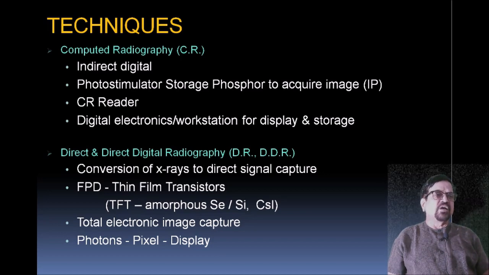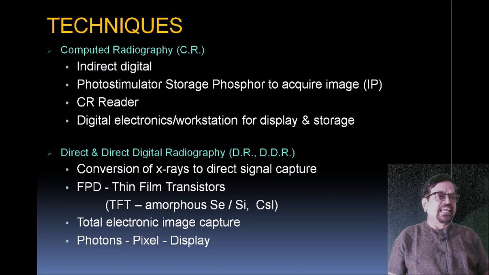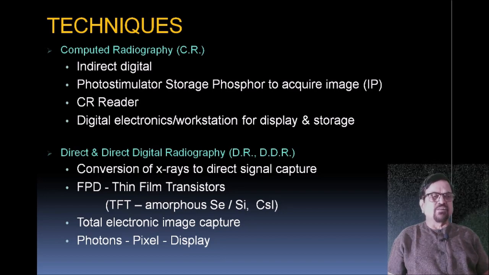Now direct digital radiography, DR or DDR. This is the higher version of CR, and nowadays it is available in most of the centers. Now the benefits of it are that conversion of X-rays to direct digital capture is possible. Now FPD, then thin film transistors, then total electronic image capture, and photon pixel display. This is the cycle of it.